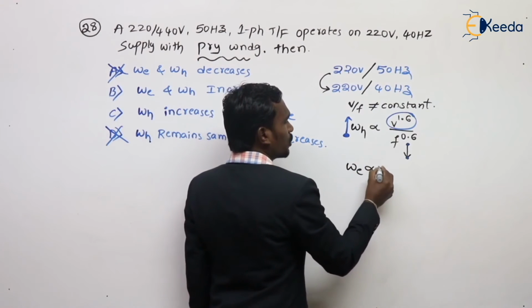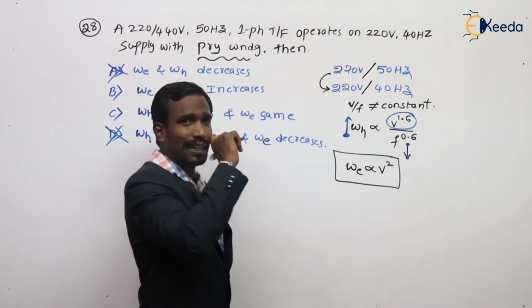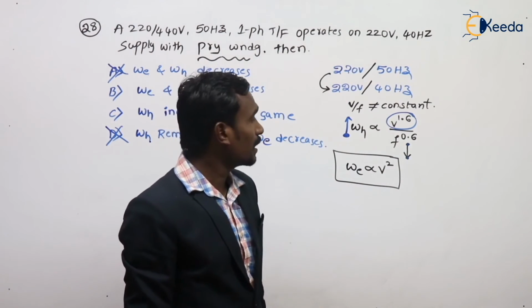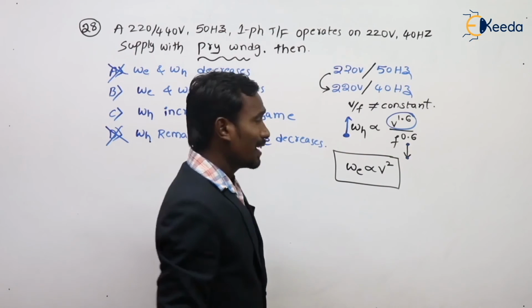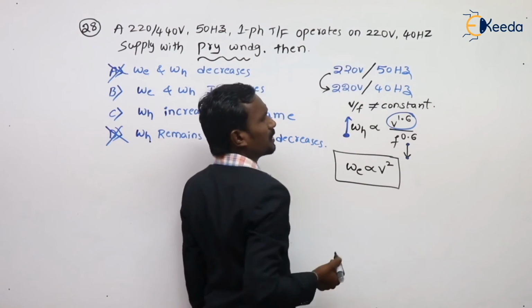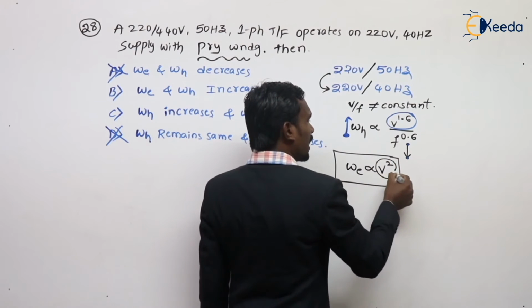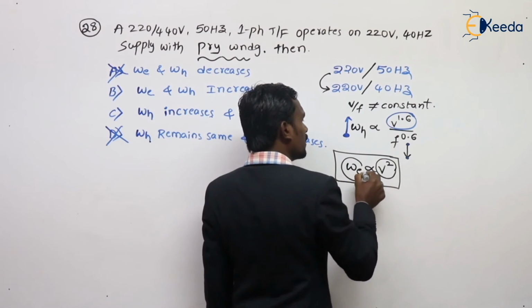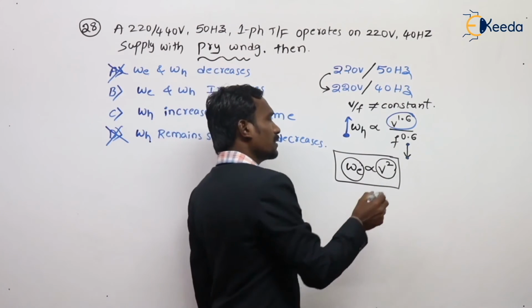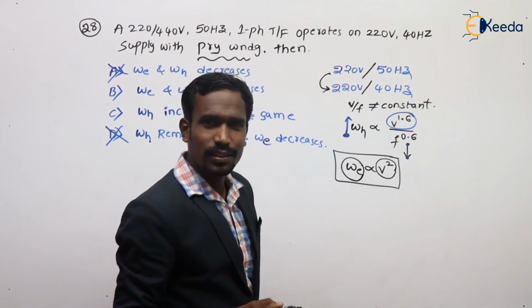When the V by F ratio is not constant, eddy current losses are directly proportional to V square. Here there is no change in voltage. If the voltage is constant, then automatically eddy current losses are also constant.